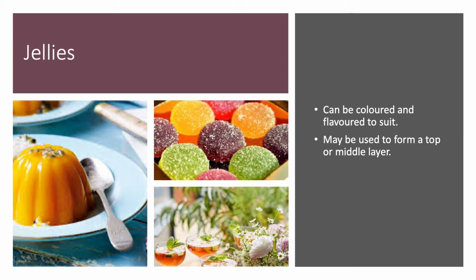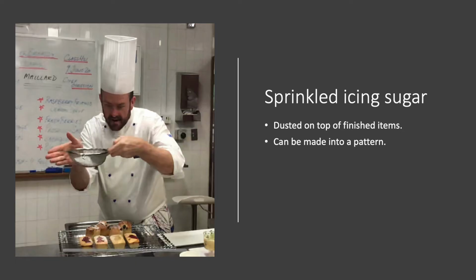Jellies, real easy. A lot of the time it's just a set juice or a set liquid. Okay, you can make it in these forms, or you could certainly make a jelly that would sit inside a cake as well, depending on how clever you are. But there you go. That's me dusting some icing sugar, and you can see Maillard in the background there. We've got sprinkled icing sugar, right? It's used as a finishing tool. Okay.